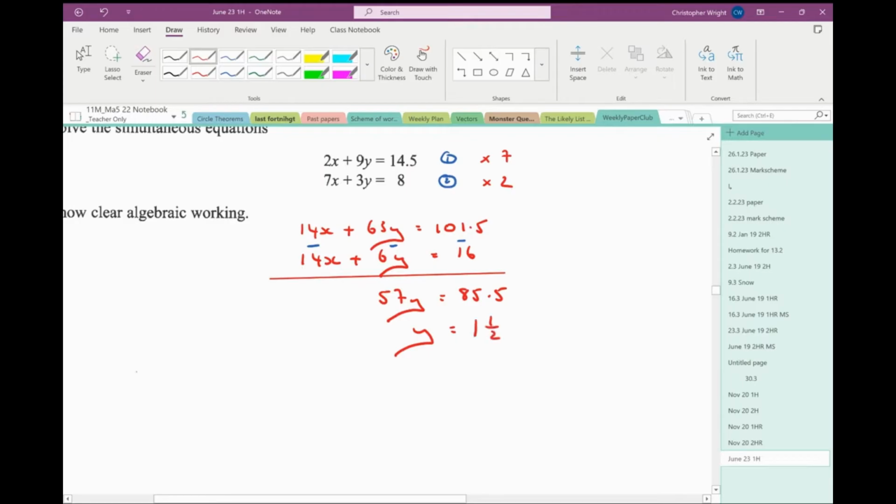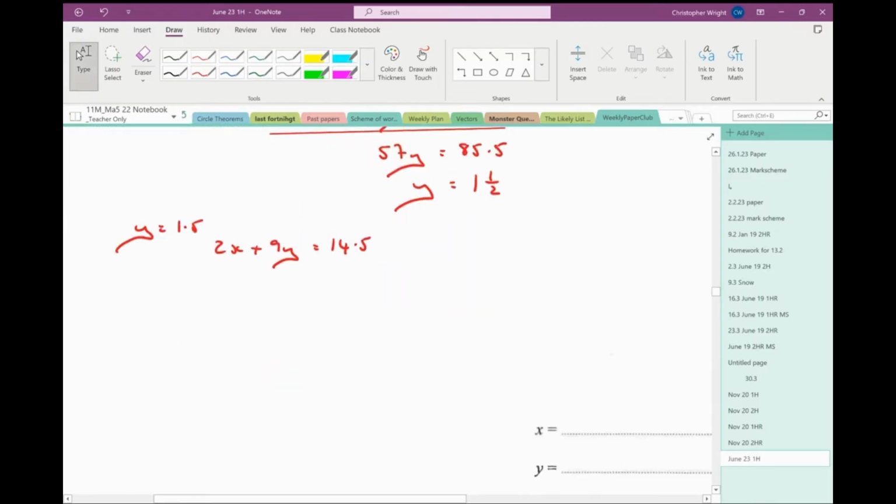Okay, now if y equals 1.5, then I'm going to use equation 1. I'm going to substitute in y is 1.5, so it's going to be 2x plus 9 times 1.5, 13.5, equals 14.5, minus 13.5 from both sides. Divide both sides by 2.